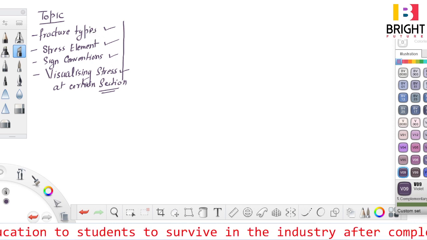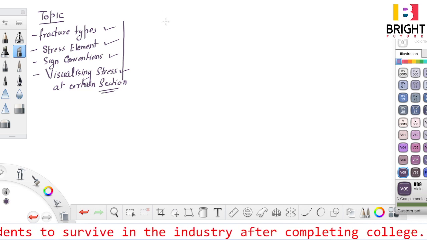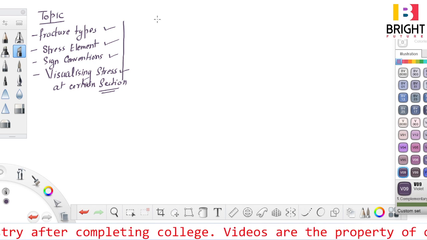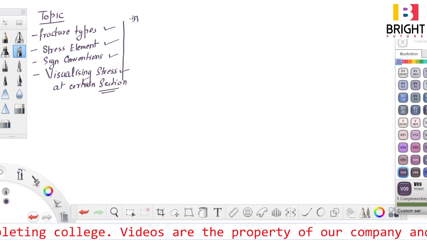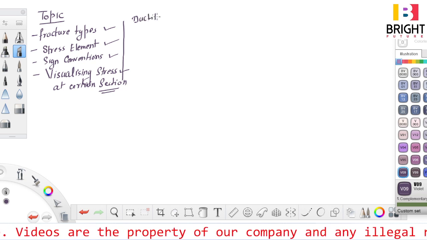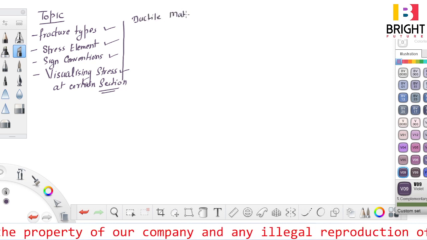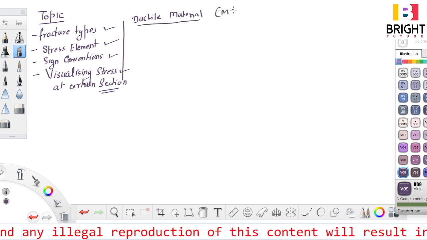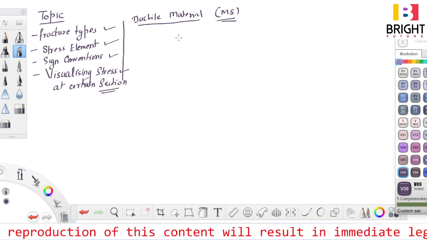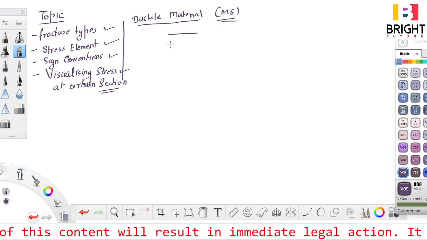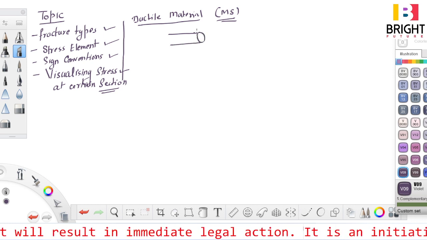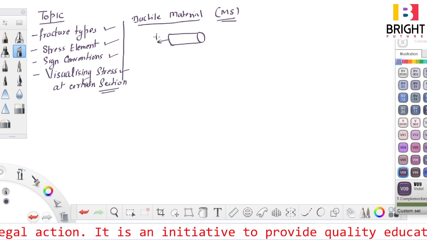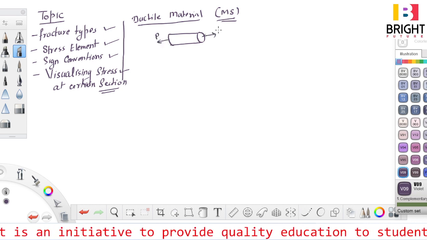You must pay full attention to understand this particular topic. So the fracture type, sorry. If the material is ductile, first we will discuss ductile material. Especially I'll select the material as mild steel, right? Now, what will happen if the material is loaded in tension like this, right? We applied load P over this material, load P in this direction.